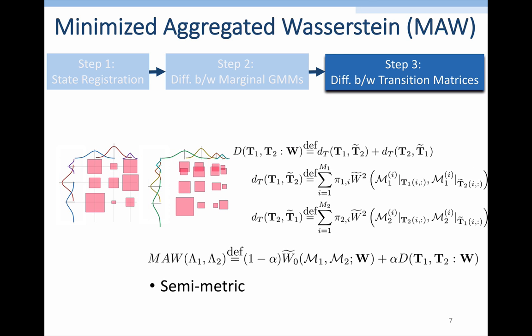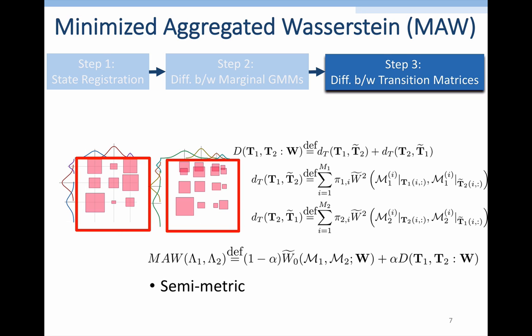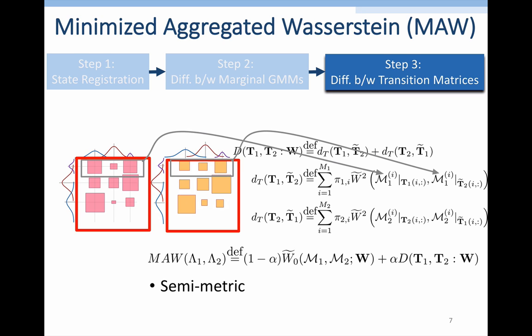In Step 3, we measure the difference between the two transition matrices of the two HMMs in comparison. After the alignment of the transition matrix such that the dimensions are the same, we compute the difference by summing up the corresponding rows' marginal GMMs difference using aggregated Wasserstein. And finally, the distance is defined by a weighted sum of the difference between the Gaussian mixture models and the distance between the transition matrices.